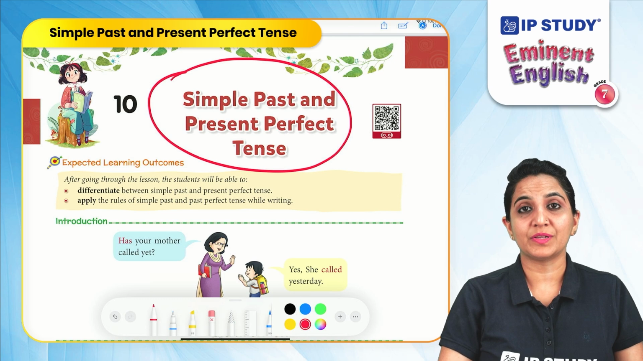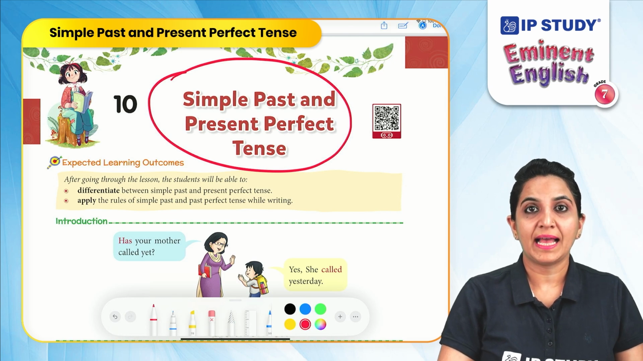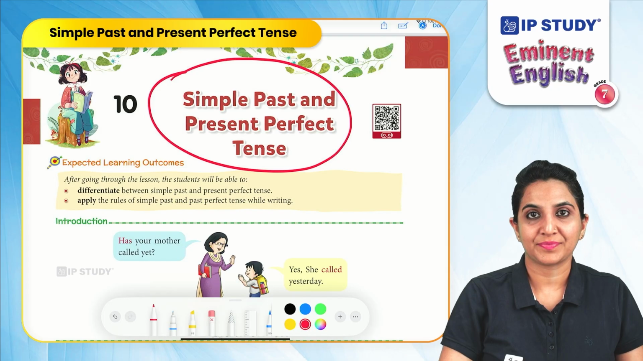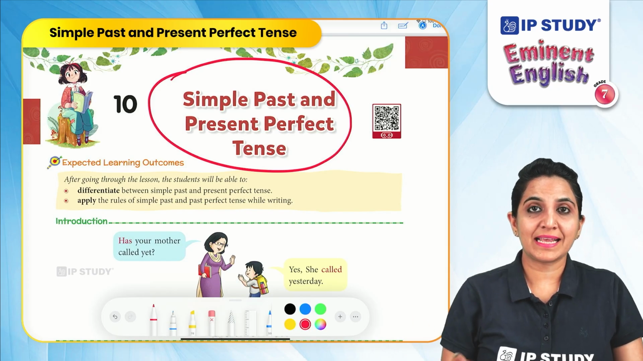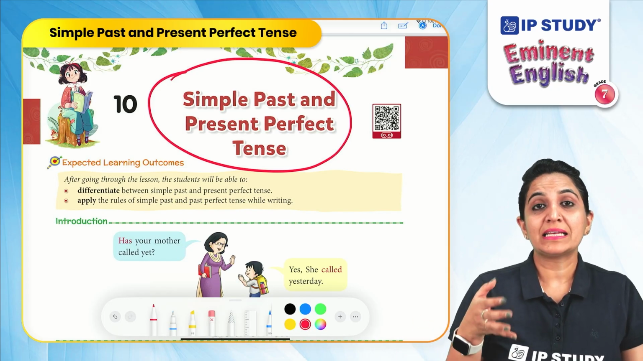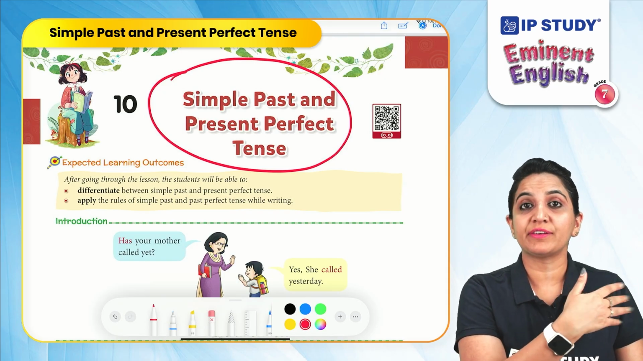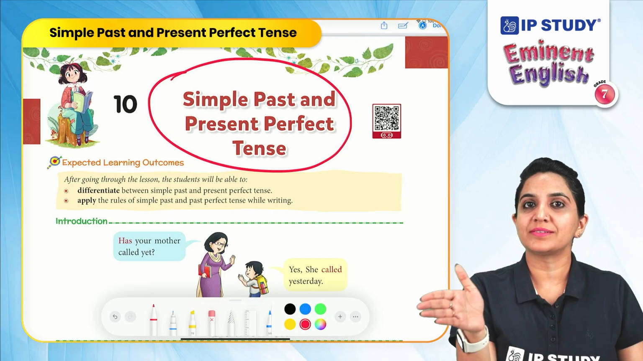Some examples of simple past would be, I visited the zoo last year. So this is the example of simple past because this has happened last year and is already finished. This is called simple past tense.